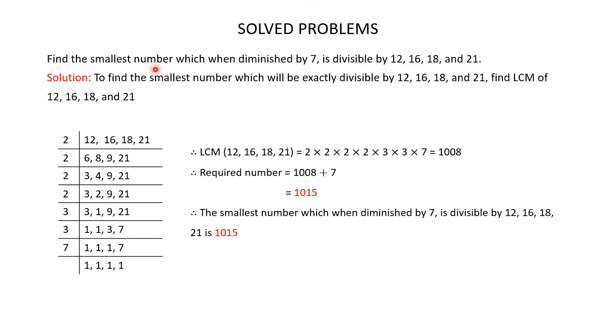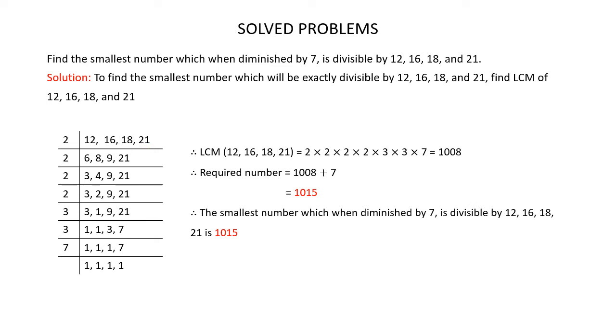Find the smallest number which when diminished by 7 is divisible by 12, 16, 18 and 21. Now to find the smallest number which will be exactly divisible by 12, 16, 18 and 21, you have to find the LCM of these numbers. So let's first find the LCM of 12, 16, 18 and 21 by division method. So write 12, 16, 18 and 21 in the first row.